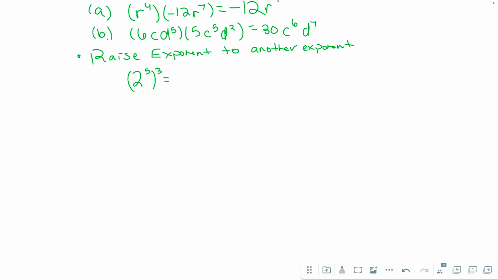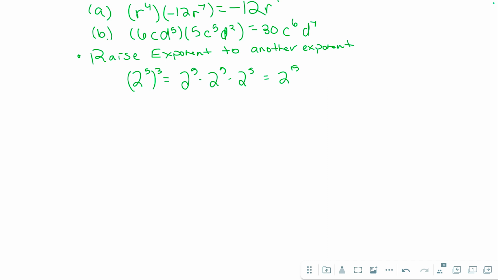Will that be 2 times 2 times 2 times 2, and then that 3 times? Wouldn't that be a 2 and then a 15? Yes. Right? 2 to the 5th raised to the 3rd would be 2 to the 5th times 2 to the 5th times 2 to the 5th. And then using bases and exponents, 5 plus 5 plus 5 is 15. Well, 5 times 3 is also 15.